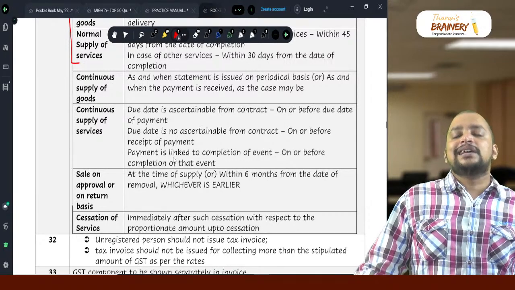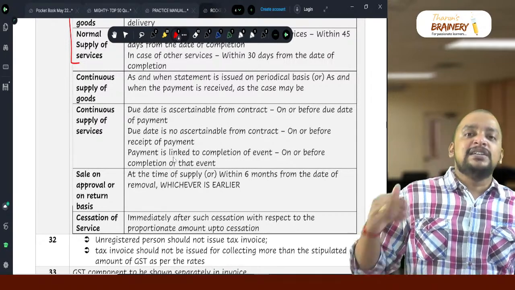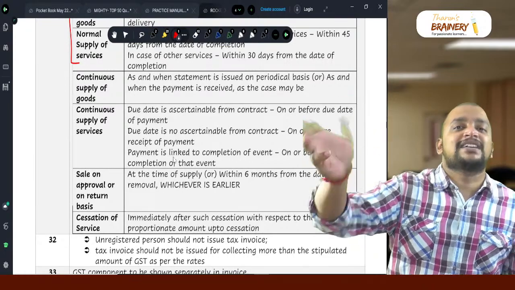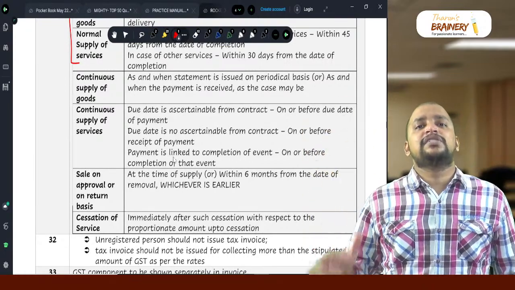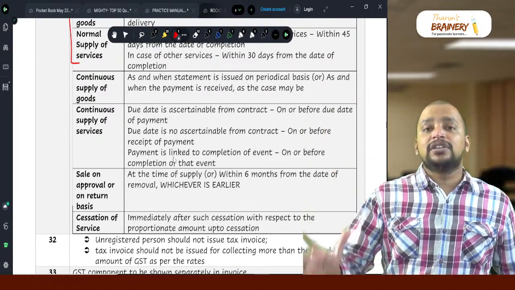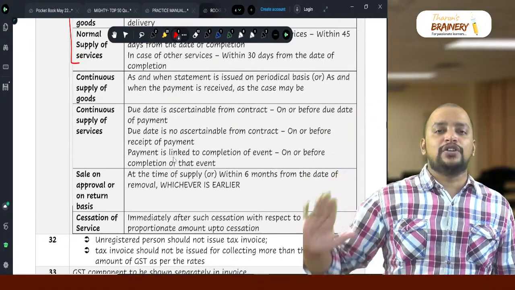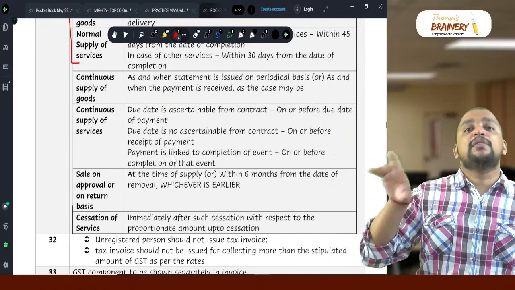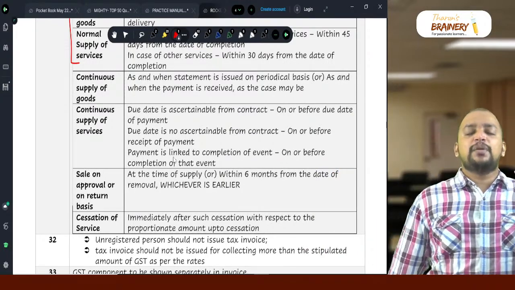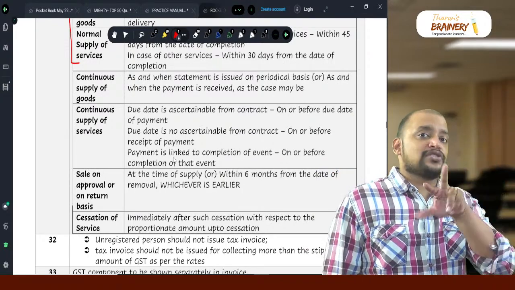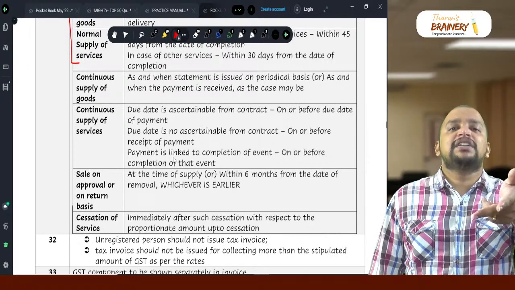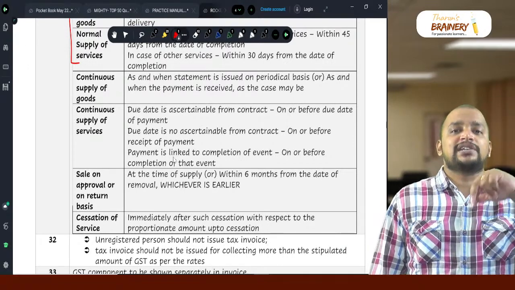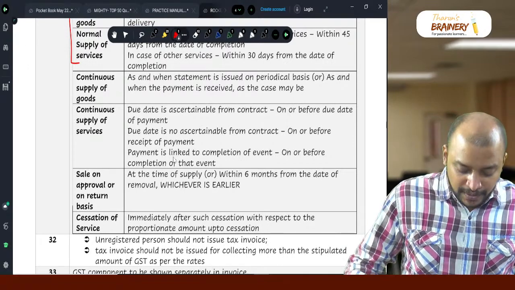And then in case of sale on approval or on return basis, so that is 6 months from the date of removal or date of acceptance by the buyer, which is earlier. Cessation of service: immediately upon cessation. So these are the 6 points that you need to register in your mind, because if you remember time of supply, I told you the time of supply provision is what? Due date of invoice, actual date of invoice. So actual date will be given in the question. For due date you need to refer to section 31. For that purpose it is useful.